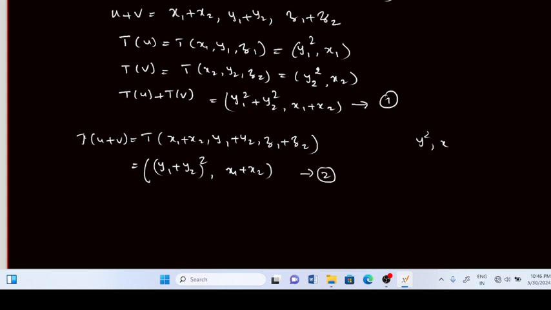So here we can see that T of u plus v should be equal to T of u plus T of v. Here the first term, y1 plus y2 whole square, we must check that this is equal to y1 square plus y2 square. So this is not possible, this is not equal, hence T is not linear.